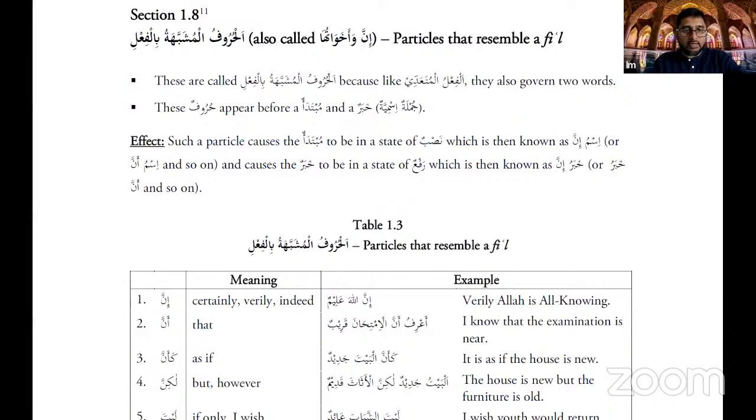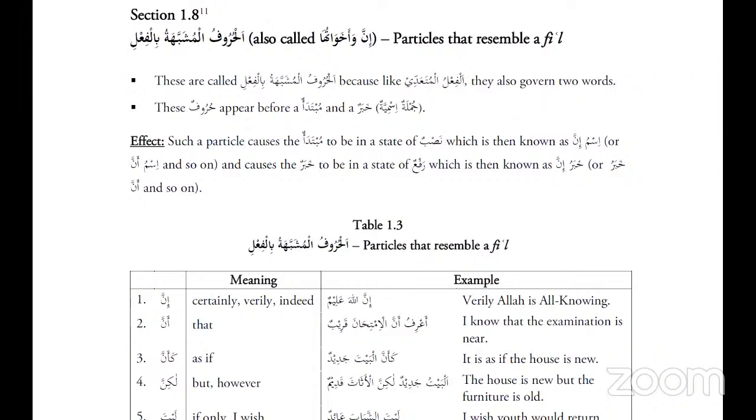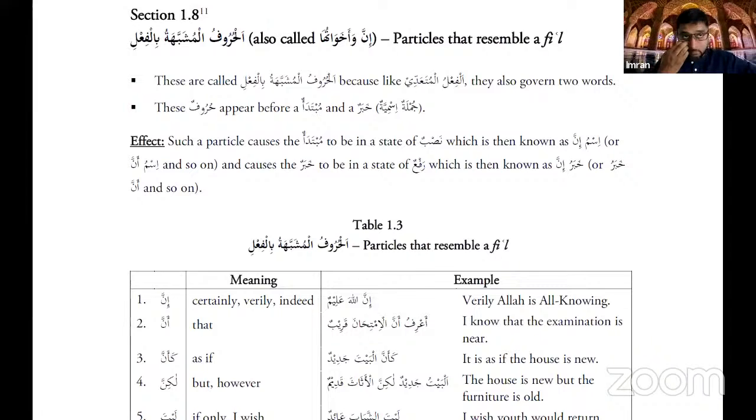Now, fi'l muta'addi. In the Arabic language, there are 2 types of verbs. There's one type of verb which only requires the doer. For example, dhahaba Zaydun, Zayd went. It completes its meaning with a doer. And fi'l muta'addi is the opposite. It means it requires the action done upon. It requires an object as well.